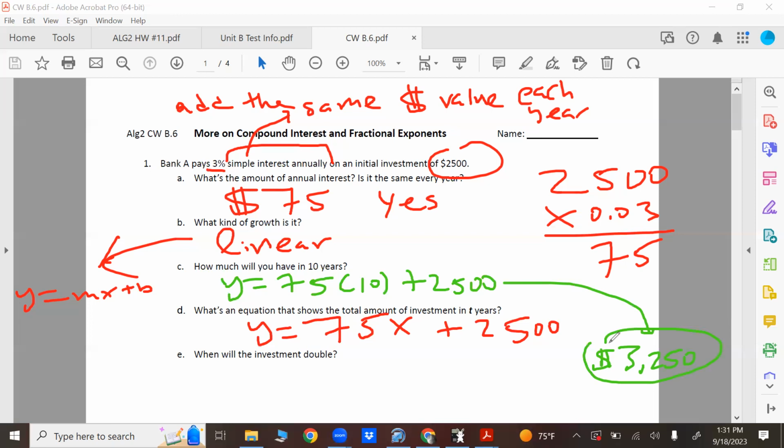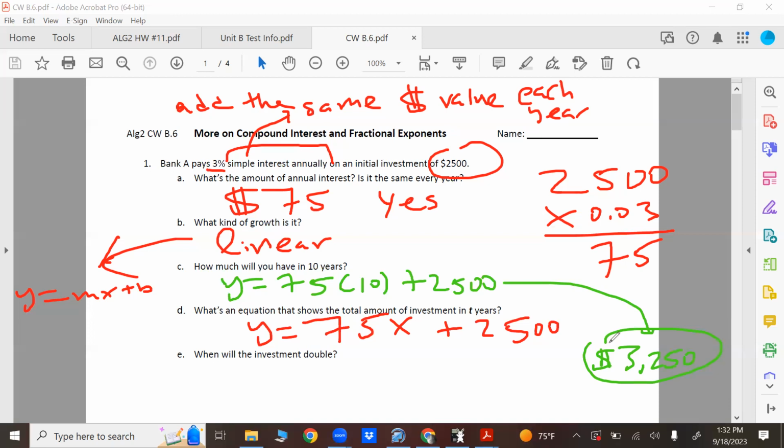So far, you guys are okay with what we're doing? Just remember, the word simple means linear. Multiply the percentage by the dollar amount, whatever that is. That's the amount you add every year. That's 75 every single year. So it's linear. It's the same every year. There's your equation. Plug in 10, get the answer. Lastly, how do I get part E?